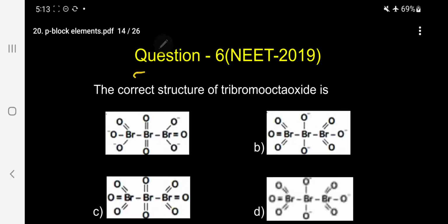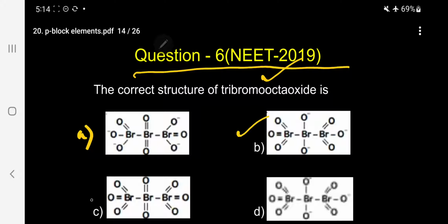This question was asked in NEET 2019. The correct structure of tribromo octoxide. So the name is given, and they are asking for the correct structure of tribromo octoxide. Four options, A, B, C, and D, are given. This is actually only from the memory you have to bring.